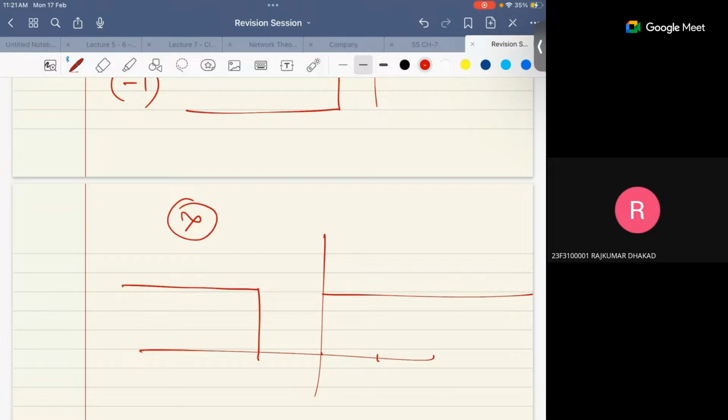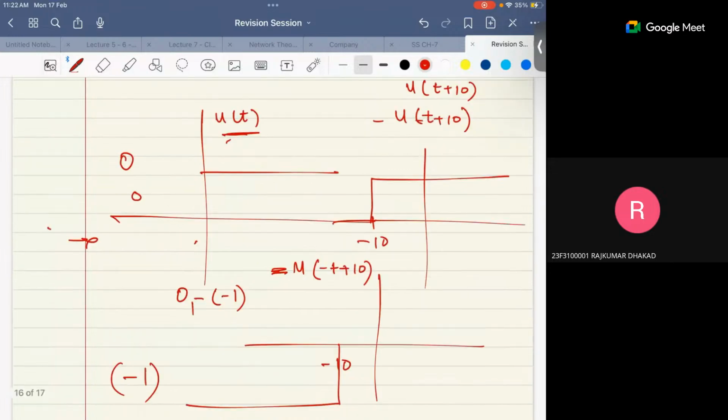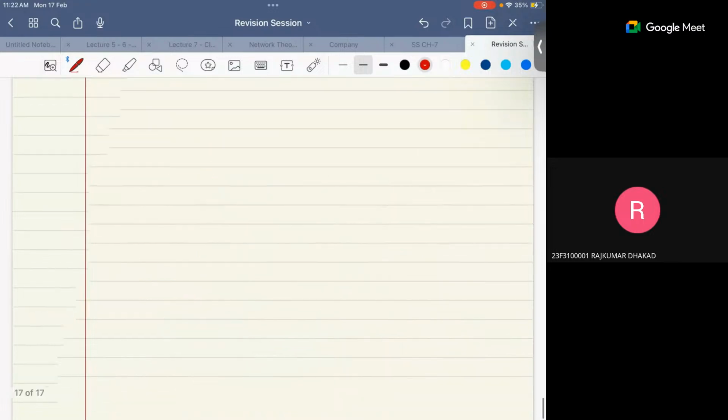Have you understood or not? Should I repeat it? Have you understood or not? Should I repeat this or you have got it? Yeah, got it. Understood. Got it, right? Okay. Now the next part is the power signal.